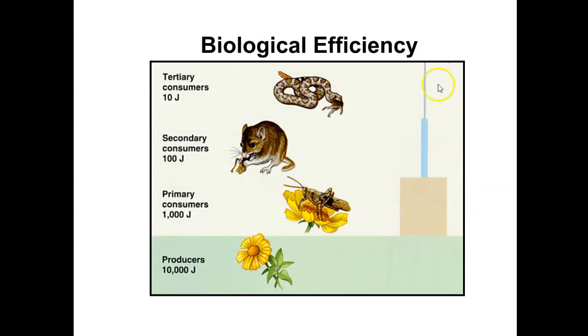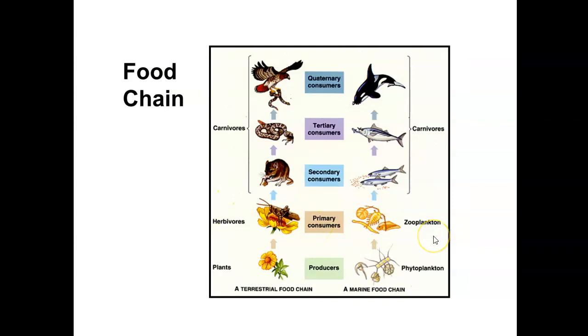So here we're looking at that 10% rule. Grasses, 10% converted into grasshoppers, 10% of that converted into field mice, 10% of field mice converted into rattlesnakes. So this brings us to something that's pretty obvious, a food chain. Here are two different food chains, a terrestrial one and a marine one.